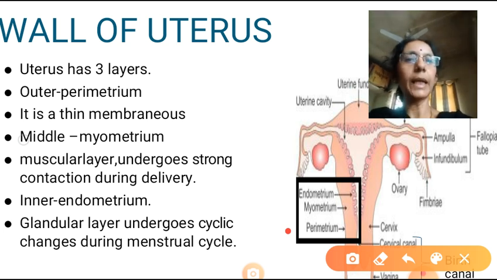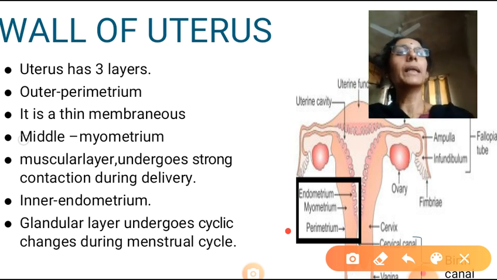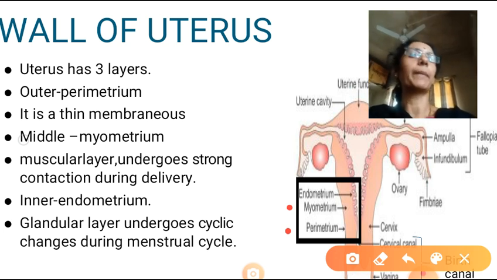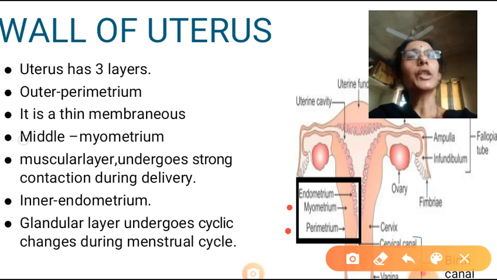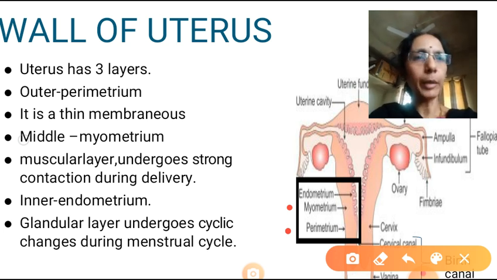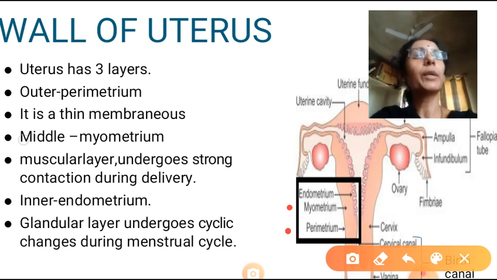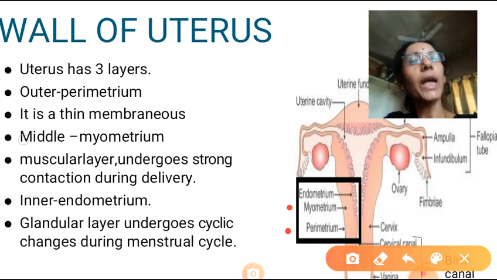It is thin and membranous. The middle layer is called the myometrium. Can you see here? This myometrium is made up of muscle, so it is a muscular layer and it undergoes wild contractions during parturition or childbirth.